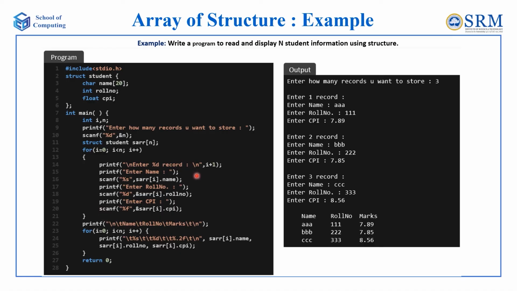The user will enter the name, the roll number, and the CPI. Once the user enters, the same process is repeated until the value of i is lesser than n. And once it is done, we can print the name, roll number, and CPI for the n number of students by again using a for loop ranging from i equal to 0, i lesser than n, i plus plus. So once the condition is true, it will get inside the statement of the for loop.